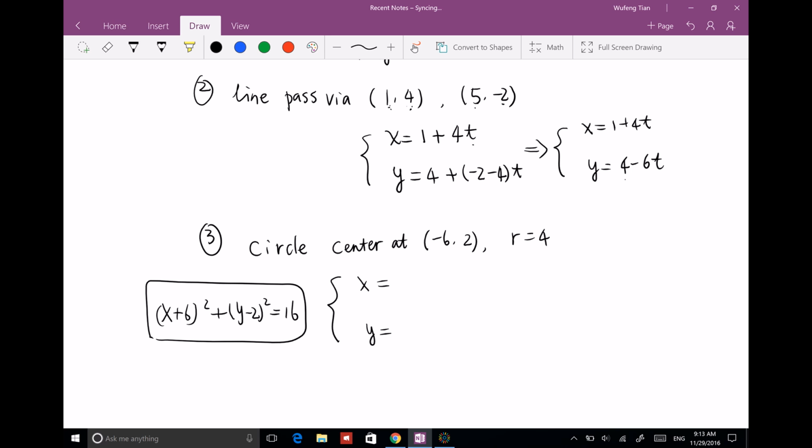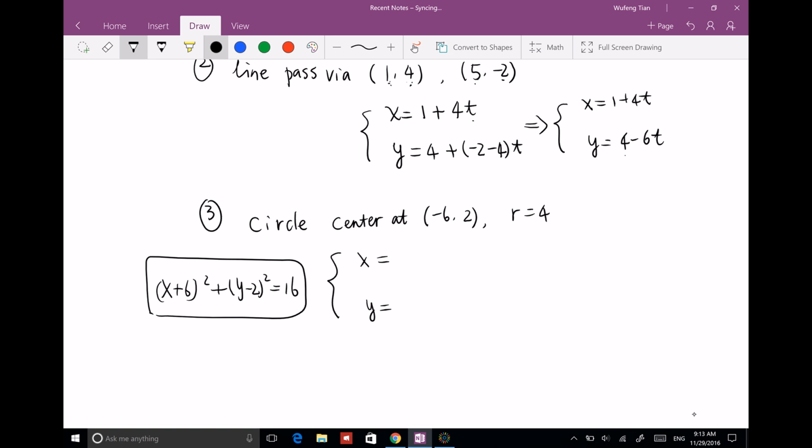Would the x be equal to 4 cosine theta? Yep, but the center is negative 6, so it's negative 6 plus 4 cosine theta. Perfect. Because the center is negative 6, we shift the center to negative 6. So you look at the point negative 6, 2, which is here. If you draw a circle, it's pretty much like here. X direction is negative 6, and then 4 cosine theta starts from this point. So it's negative 6 plus 4 cosine theta.